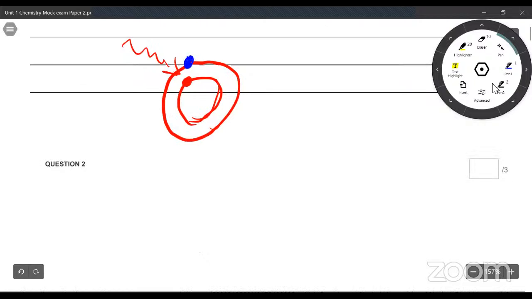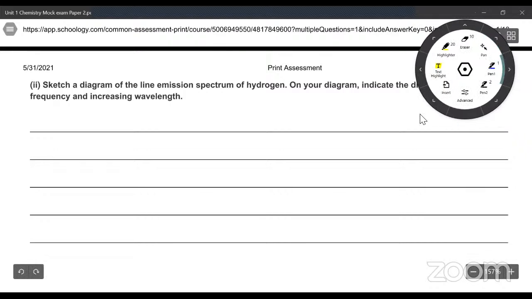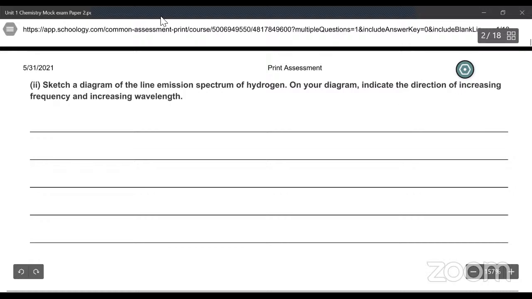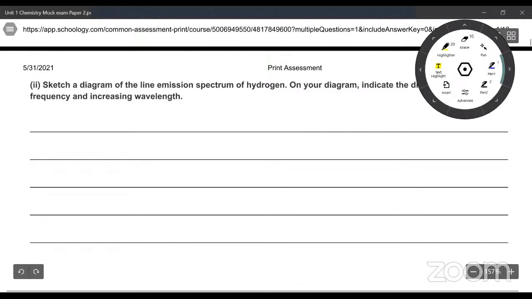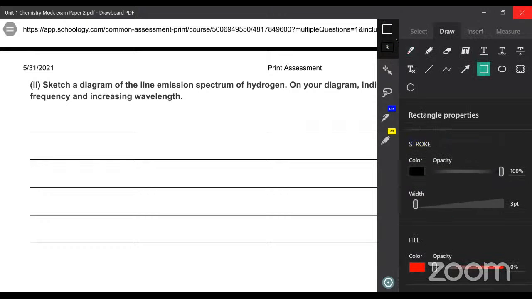Then I asked the students to sketch me a diagram of the line emission spectrum of hydrogen, and on the diagram I wanted them to indicate the direction of increasing frequency and increasing wavelength. All right, so let me just go to advanced real quick and draw myself a box. Here we go, box.